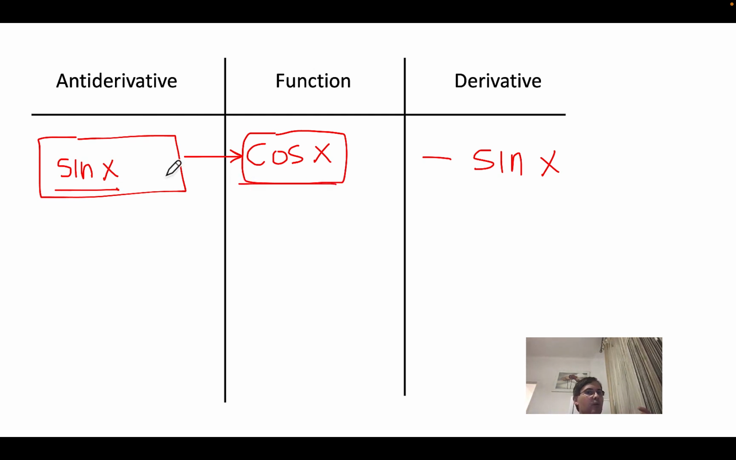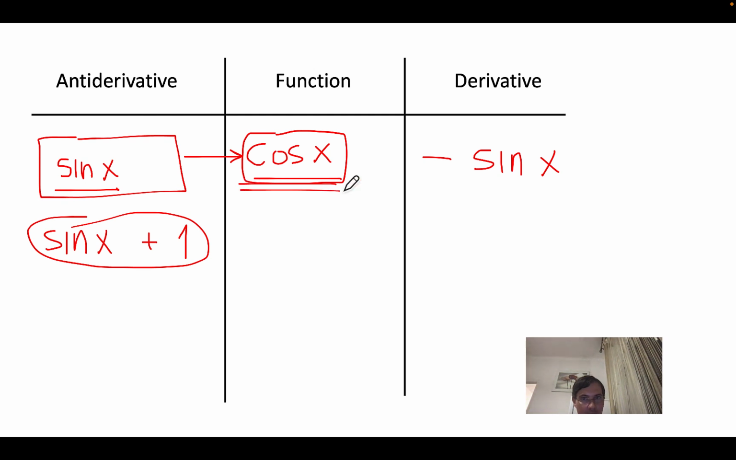But this is not the only antiderivative. If I consider sine x plus some constant, let's say sine x plus 1, this is also an antiderivative of cosine, because the derivative of sine is cosine, and the derivative of a constant is 0. So the derivative of the whole function sine x plus 1 is exactly equal to cosine x.